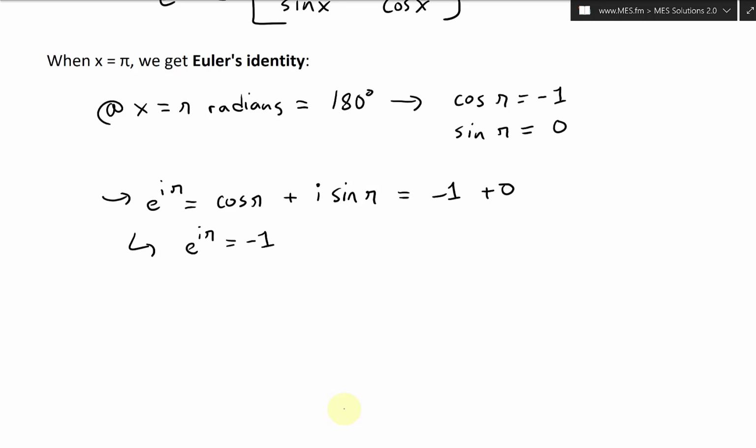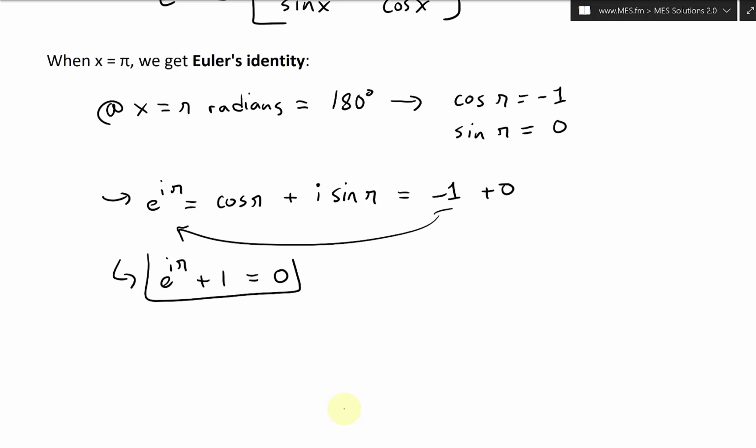Or you can move this over to the other side. And this is how it's typically written. I just erased that, move this over here. So move the 1 over here, so it would be +1. e to the i pi plus 1 equals 0.